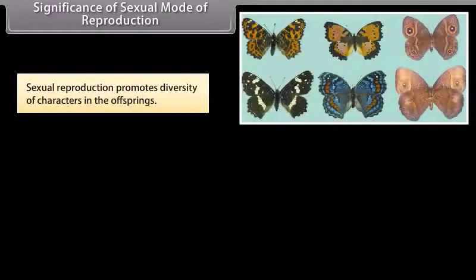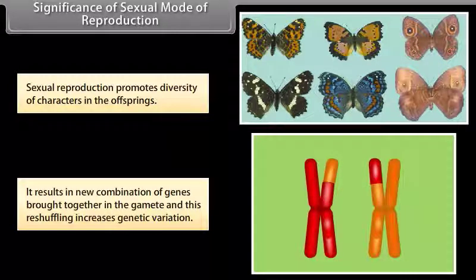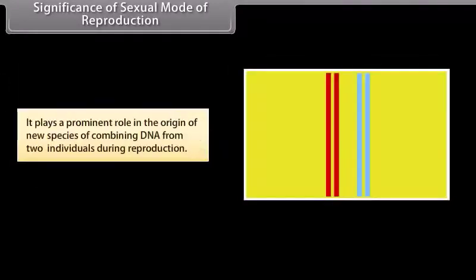Significance of sexual mode of reproduction. Sexual reproduction promotes diversity of characters in the offspring. It results in new combinations of genes brought together in the gamete, and this reshuffling increases genetic variation. It plays a prominent role in the origin of new species by combining DNA from two individuals during reproduction.